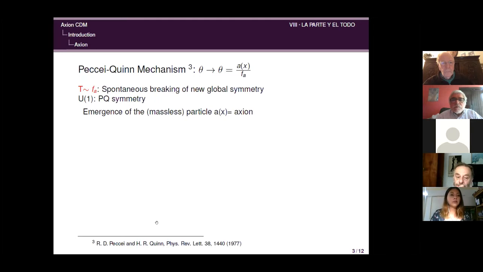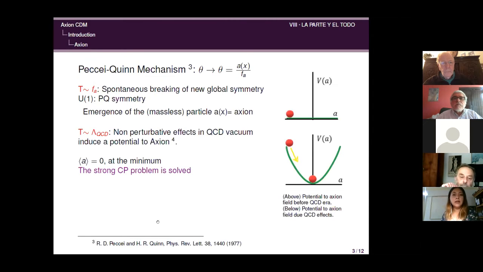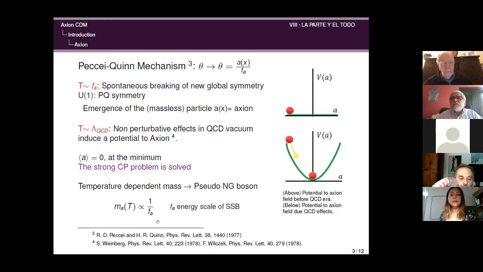A solution for the strong CP problem corresponds to the Peccei-Quinn mechanism. The main idea consists in promoting this parameter theta to a dynamical field, where a is the axion field. To do it, we need to introduce a new global U(1) symmetry, which at some scale f_a is spontaneously broken. Then the axion emerges as a Nambu-Goldstone boson. Then when the temperature decreases and is similar to the temperature of QCD, non-perturbative effects in QCD induce a potential for the axion, such that the axion starts to roll toward this new minimum, and the strong CP is solved there. By this effect, the axion gets a mass. So now the axion is a pseudo Nambu-Goldstone boson, and the axion mass is inversely proportional to the scale f_a.